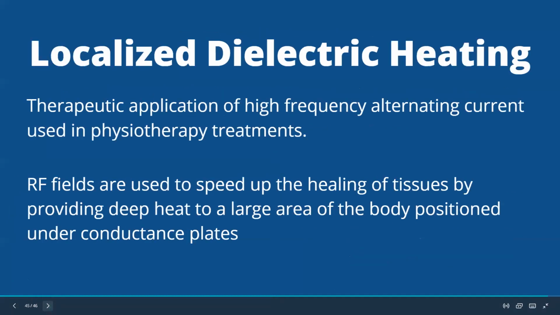The next part is localized dielectric heating. This is mainly used in physiotherapy, by those who are taking physiotherapy treatments. Here we have some conductive plates placed, and the particular part of our body is placed between the plates. We provide a small amount of heat to that area. These fields provide some healing in the affected tissue. We can call this the therapeutic application of high frequency alternating current.